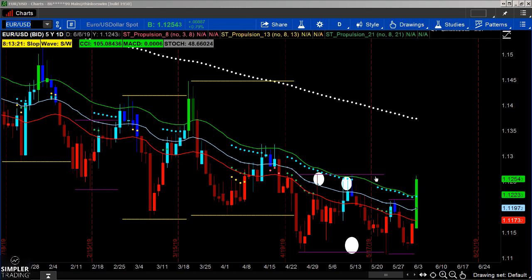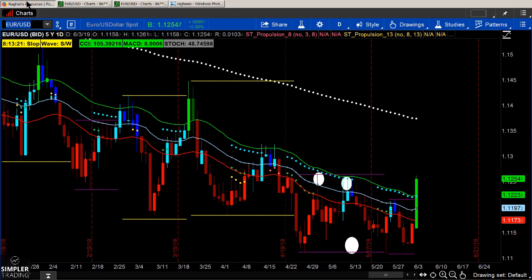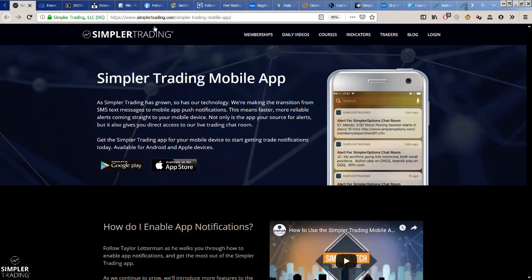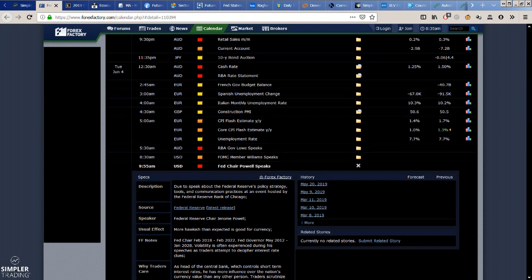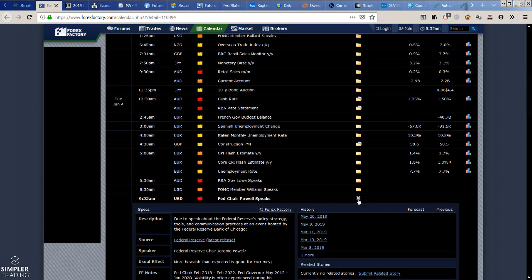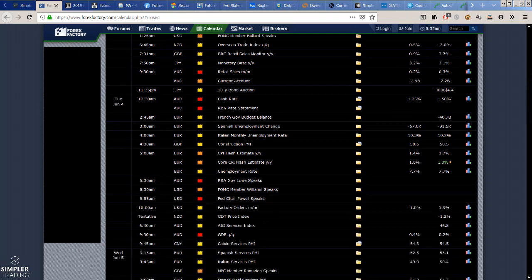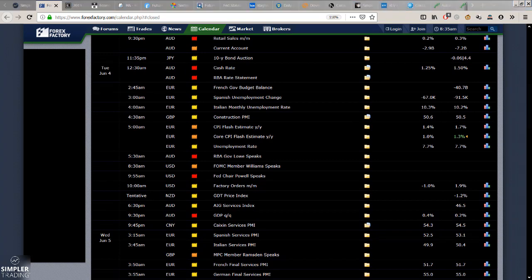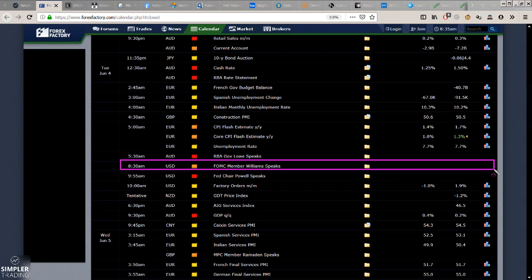So in this area, because of the volatility and because of one really important thing, let me take you over to the economic calendar. When you're looking at the economic calendar here, a couple things should definitely get your attention, and that is these two gentlemen listed on the calendar: Williams at 8:30 and Fed Chair Powell at 9:55.